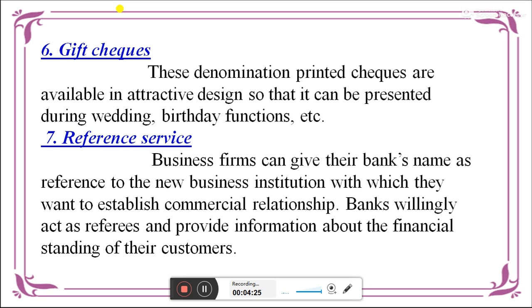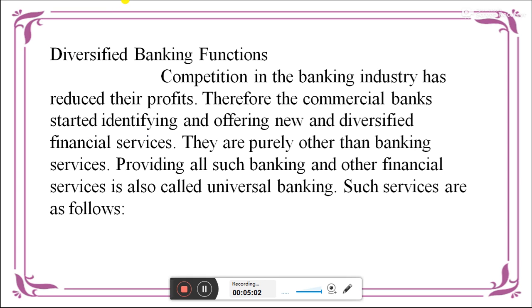Next, reference services. Reference services means referring someone. A business firm can give the banker's name as a reference to a new business institution with which they want to establish a commercial relationship. The bank is willing to act as a referee and provide information about the financial standing of its customers. When someone is referred, the bankers develop their relationship with the new business organization. So it is a referral service.